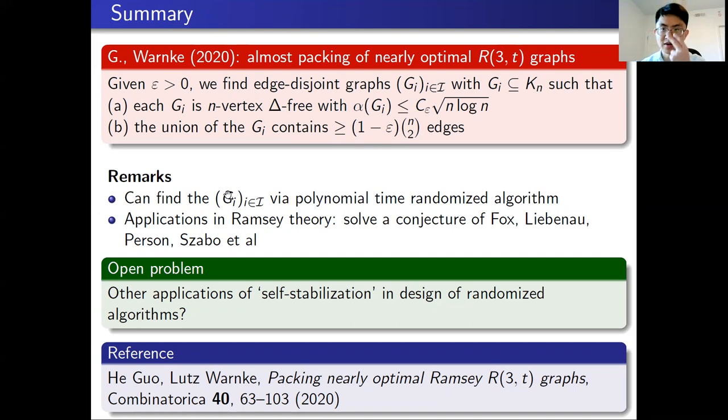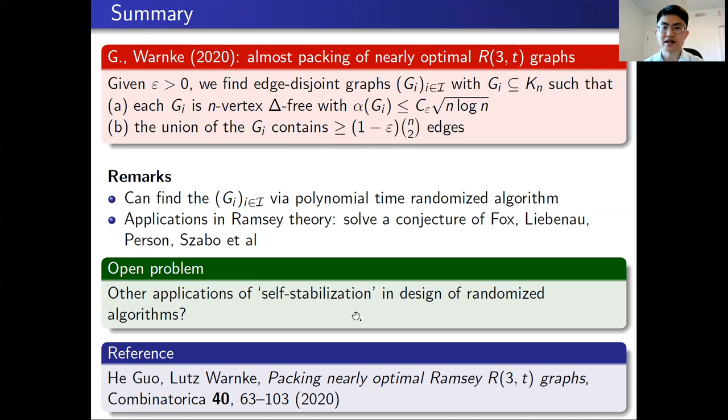So as an open problem, here we view the self-stabilization mechanism as crucial for us to weaken the assumption on the host graph H. So we do not require the host graph to be a complete graph or satisfy some regularity condition. And we are wondering, are there any applications of the self-stabilization mechanism, maybe in the design of randomized algorithms?